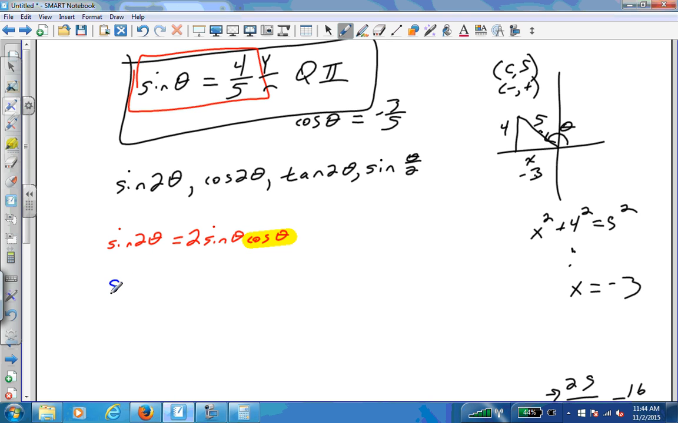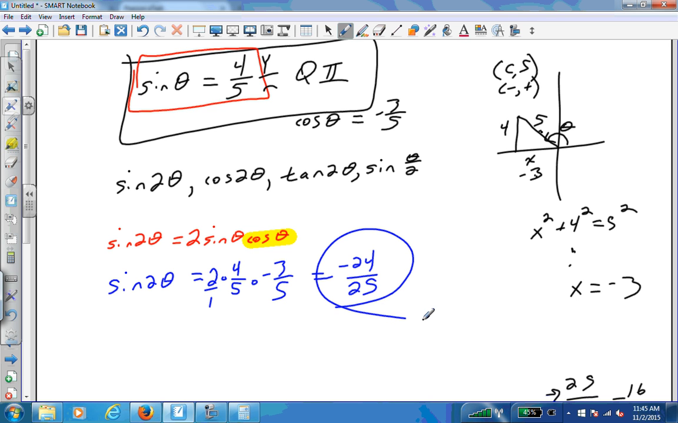Sine of twice theta. Then we take 2 times sine of theta. Sine of theta is 4/5, times cosine of theta, which is negative 3/5. 2 times 4 times negative 3, is that negative 24 over 25? That's sine of twice our angle.